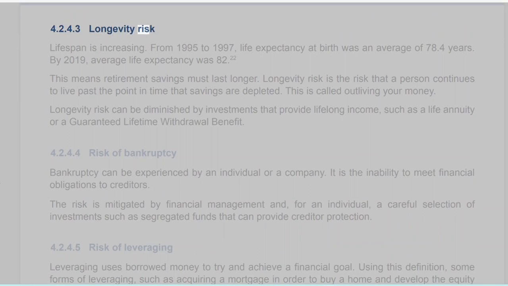4.2.4.3 Longevity risk. Lifespan is increasing. From 1995 to 1997, life expectancy at birth was an average of 78.4 years. By 2019, average life expectancy was 82.22. This means retirement savings must last longer. Longevity risk is the risk that a person continues to live past the point in time that savings are depleted. This is called outliving your money. Longevity risk can be diminished by investments that provide lifelong income, such as a life annuity or a guaranteed lifetime withdrawal benefit.